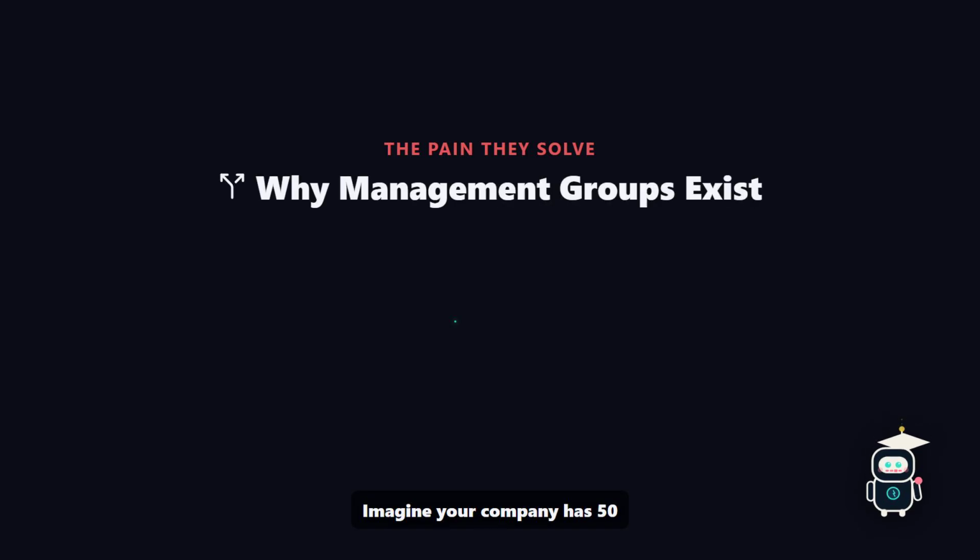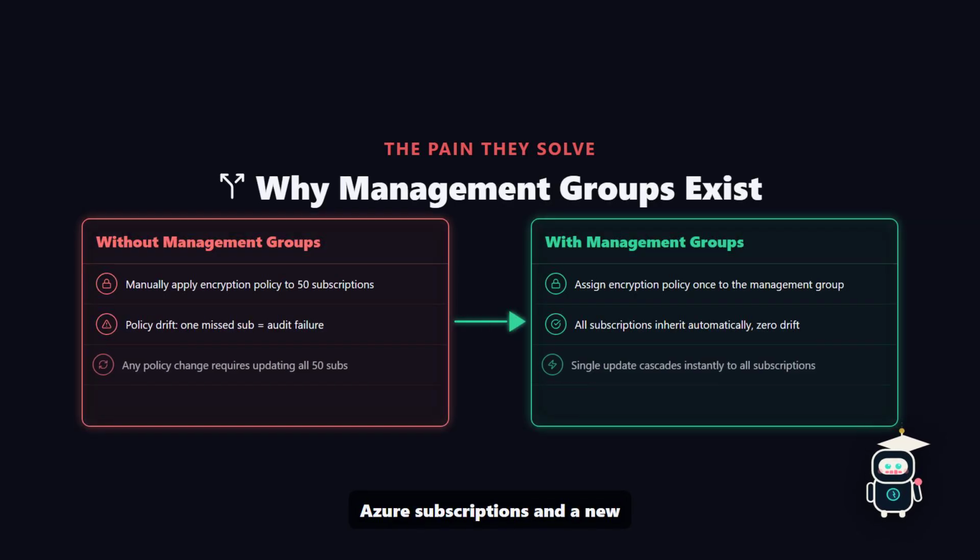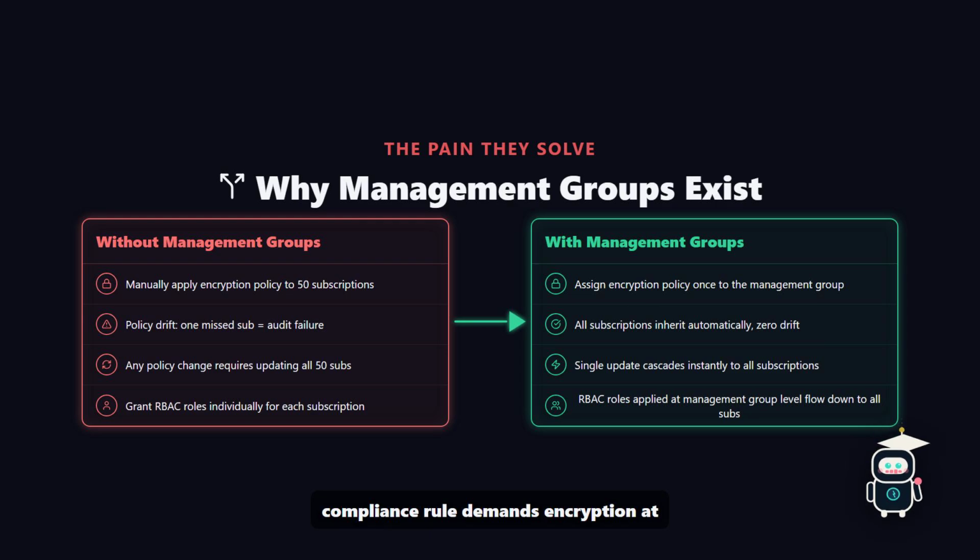Imagine your company has 50 Azure subscriptions, and a new compliance rule demands encryption at rest on all storage accounts. Without management groups, you'd manually apply that policy to every single subscription. Miss one, and you fail an audit. With management groups, you assign the policy once to the parent management group. Because governance cascades by inheritance, every subscription underneath becomes compliant automatically. It's the difference between herding 50 cats and pulling one lever.